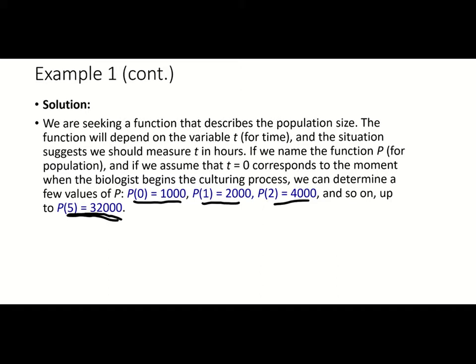But we want to know 2.5 hours. So it's a little bit different. You can't just say, well, I know after 2 hours there's 4,000, so after 3 hours I'm going to have 8,000, so I'm going to say there's going to be 6,000 bacteria after 2.5 hours. It's a good estimate, but it's not always exact.